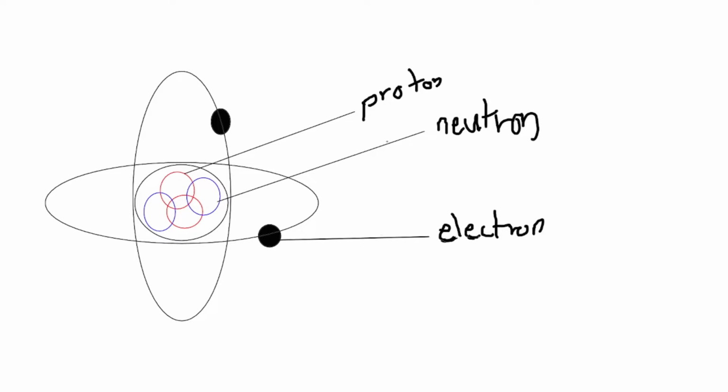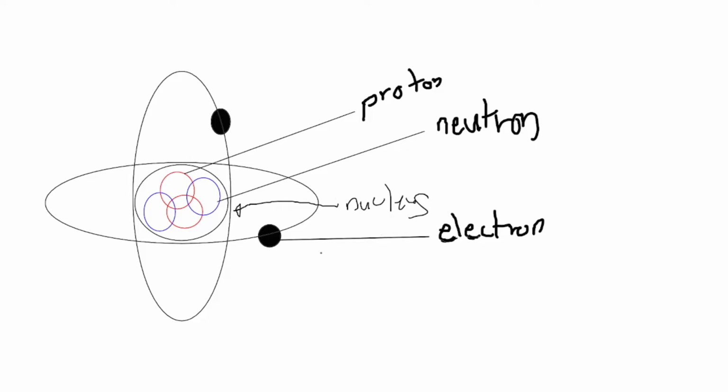Now, the atom is composed of three subatomic particles. Subatomic just means smaller than the atom or within the atom. The proton, the neutron, and the electron. The proton and the neutron are inside a shell at the center of the atom called the nucleus. The nucleus is just a term that refers to the shell that contains both the proton and the neutron. So when people talk about the nucleus, they're just talking about both the proton and the neutron.